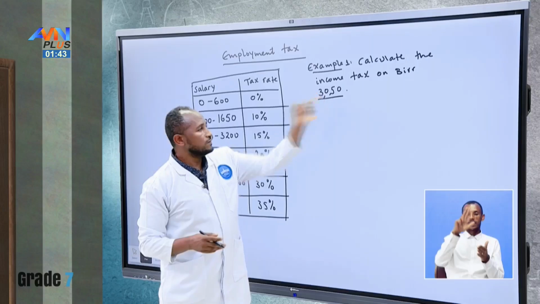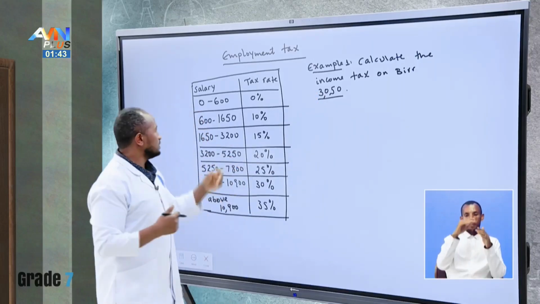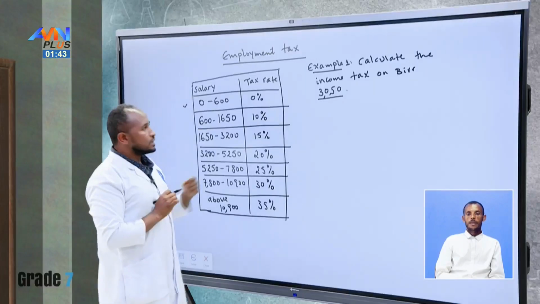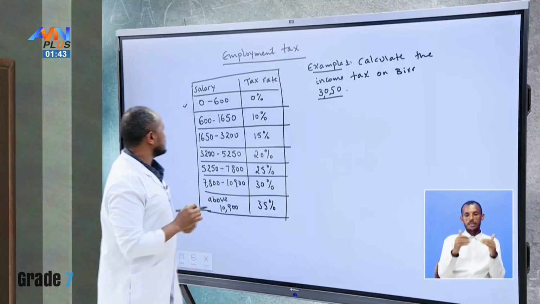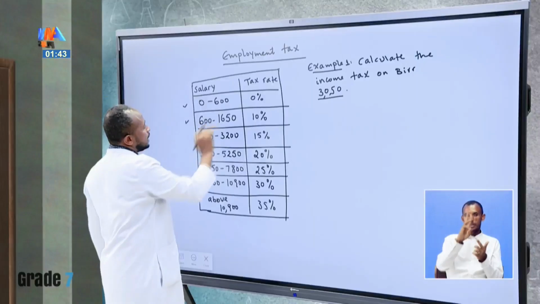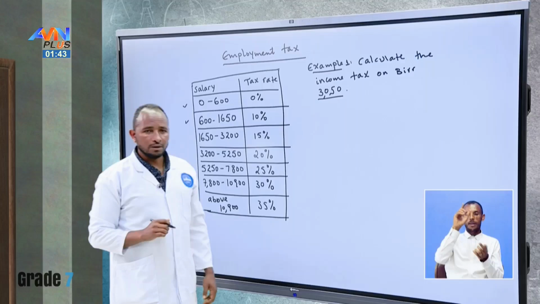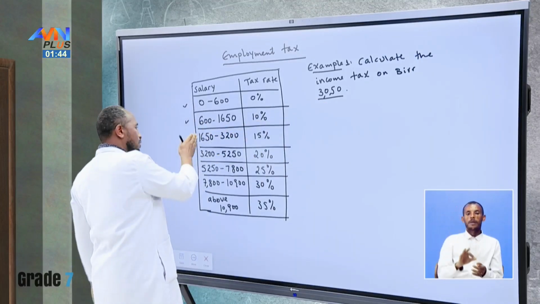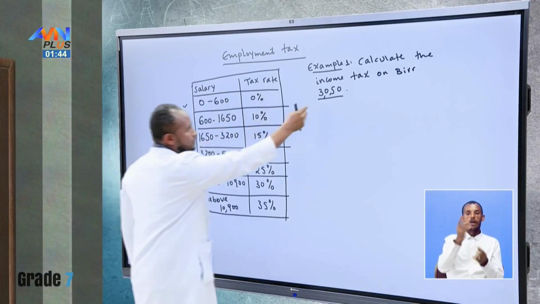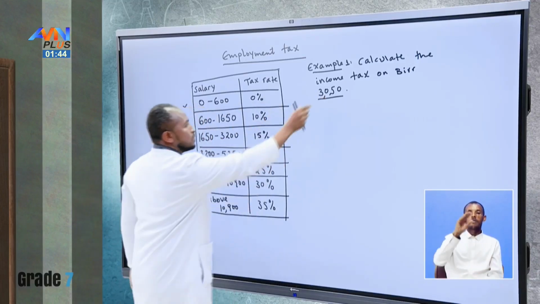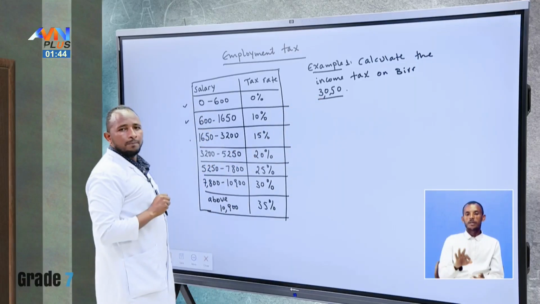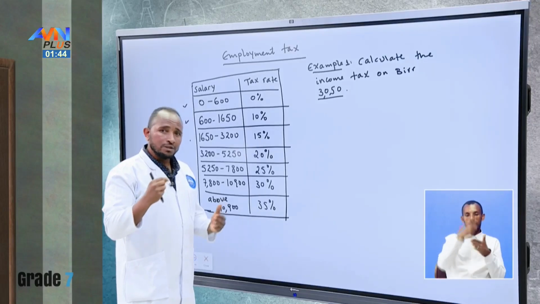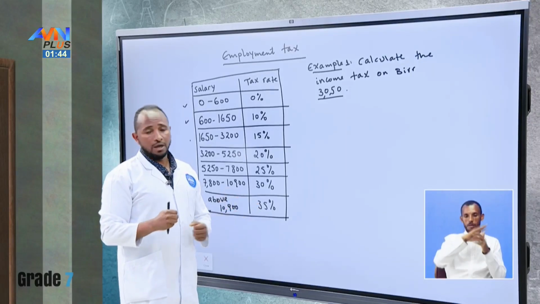This 3,050, a certain portion of it is found from 0 to 600. Next to that, a certain portion of this income is found on this interval from 600 to 1,650. Again, a certain portion is found from 1,650 up to 3,050. Therefore, you have to calculate the taxes for each interval, and then calculate the total tax that should be paid.